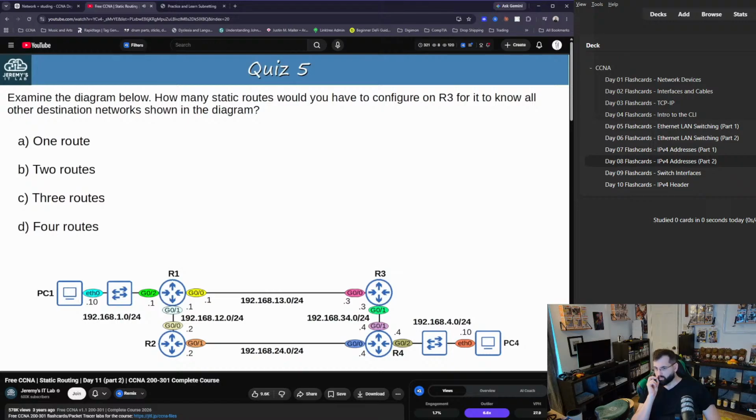Examine the diagram below. How many static routes would you have to configure on R3 for it to know all destination networks? Pause the video now to think about the answer.